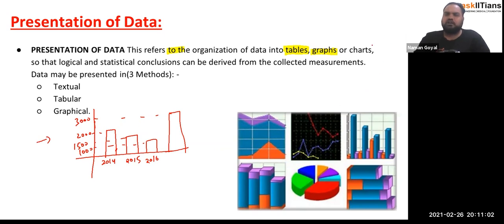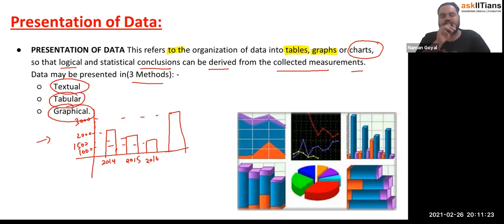Okay, chart, we can show the data in chart also, so that logical and statistical conclusions can be derived from the corrected measurement. Data may be presented in three methods: textual, tabular, and graphical. Textual means we write down the data normally, tabular if we organize the data in a tabular form, and graphical we draw the graphs.